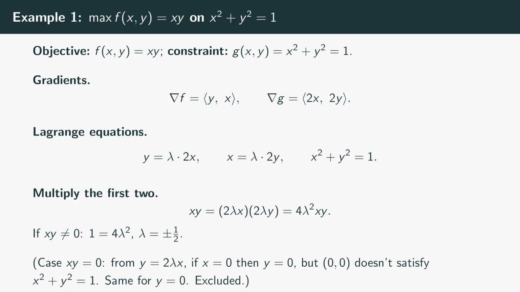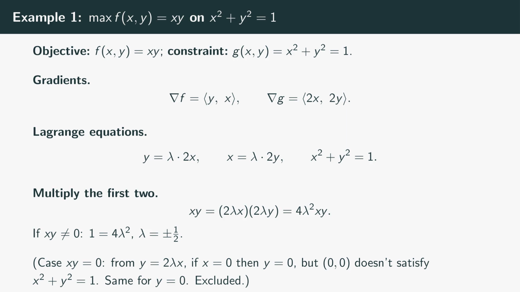Here is a classic Lagrange trick. Multiply the first equation by the second. y times x equals 2 lambda x times 2 lambda y, which simplifies to xy equals 4 lambda squared xy. If xy is non-zero, we can divide by it. 1 equals 4 lambda squared, so lambda equals plus or minus 1/2.